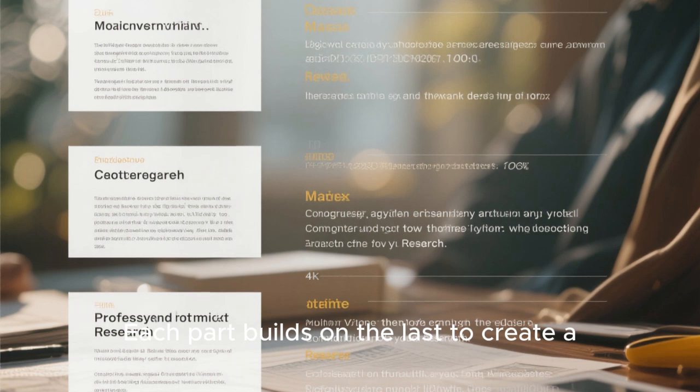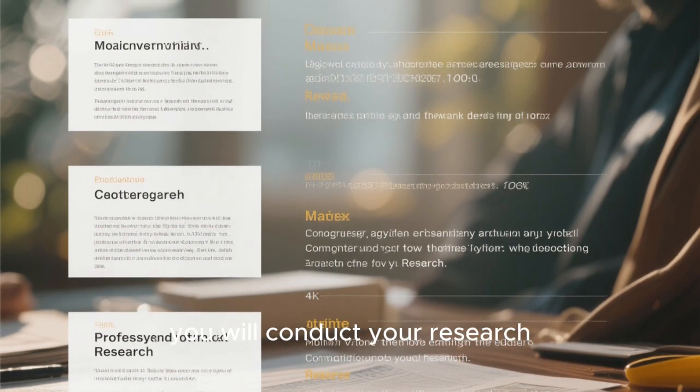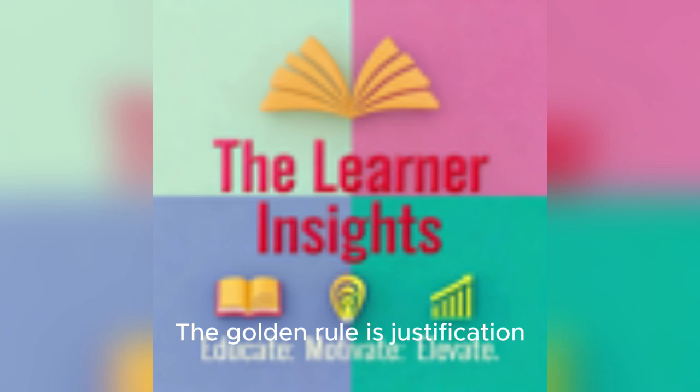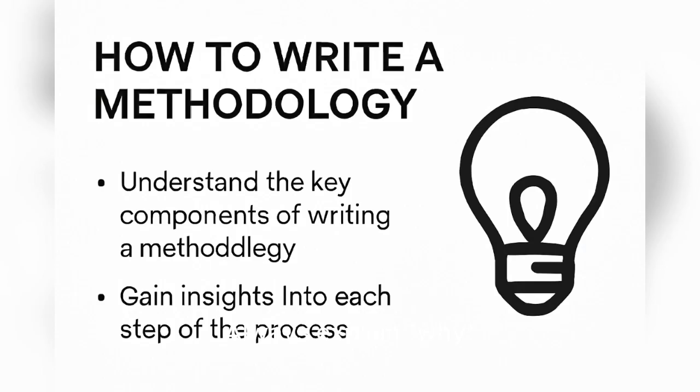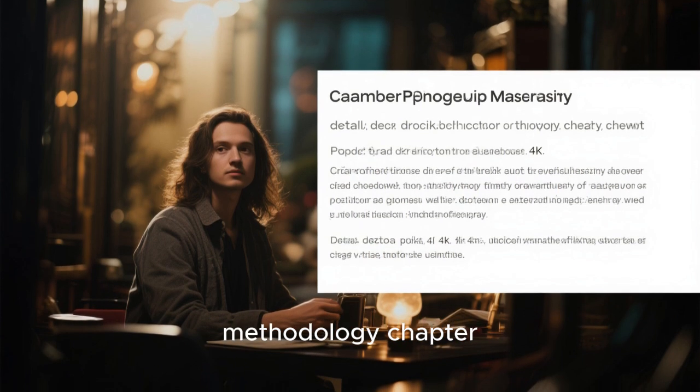Each part builds on the last to create a logical and convincing argument for how you will conduct your research. The golden rule is justification. Always explain why you are making these choices. I hope this breakdown helps you feel more confident in tackling your own methodology chapter.